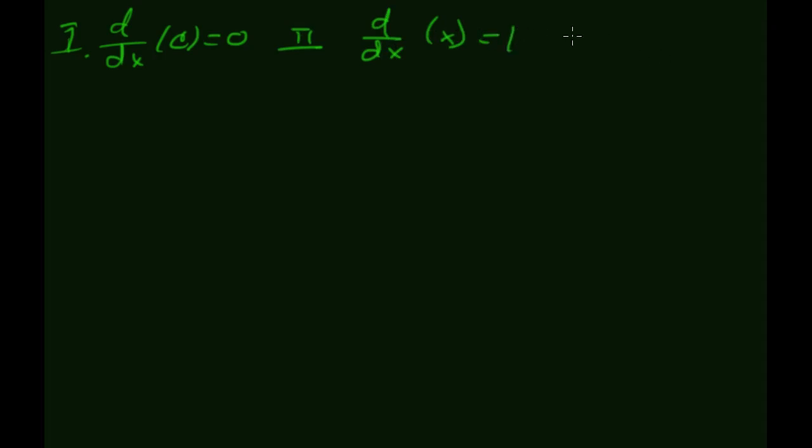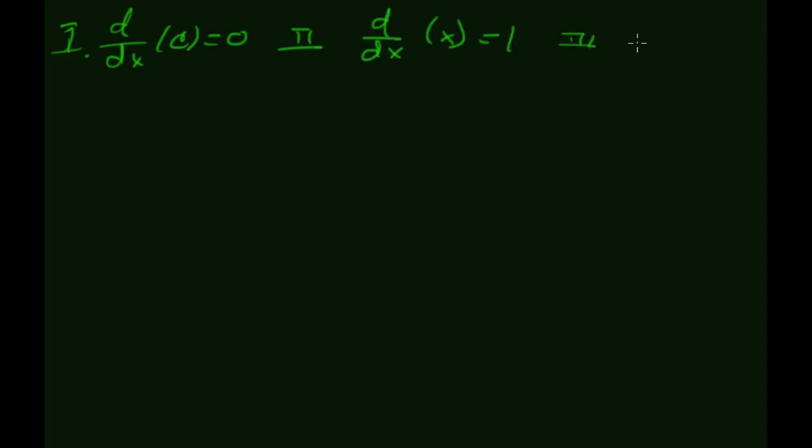At this point we have three rules. The derivative with respect to x of a constant is 0. Rule number 2, the derivative with respect to x of x is 1.